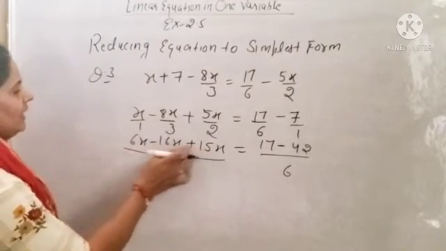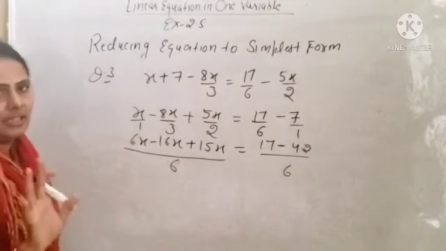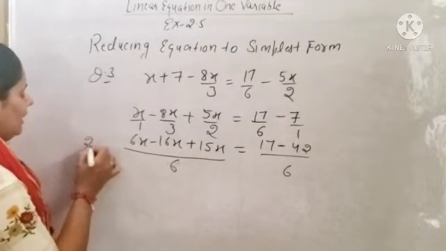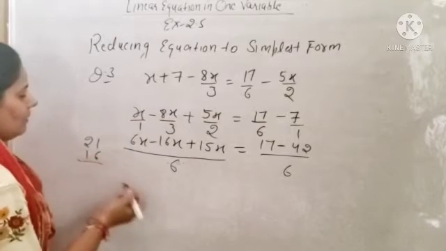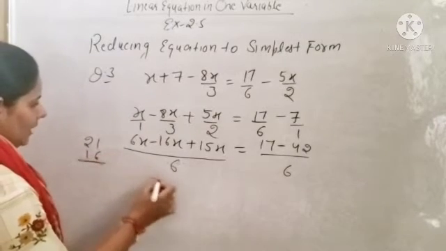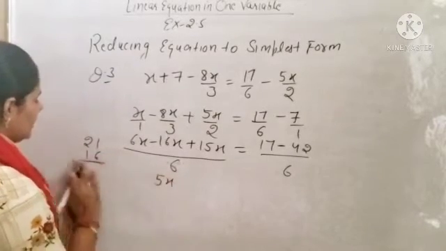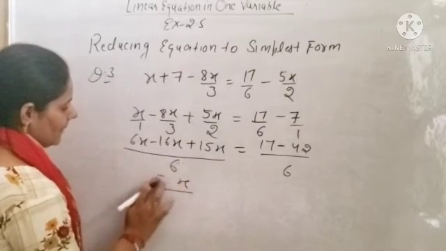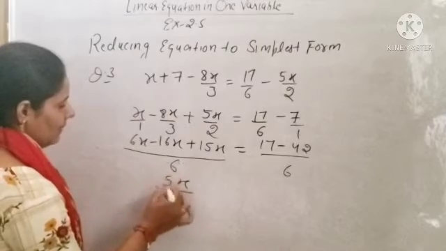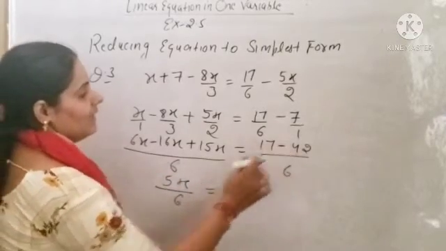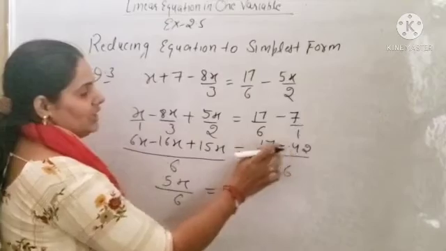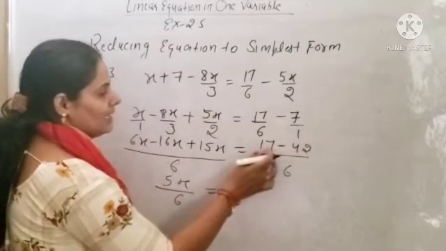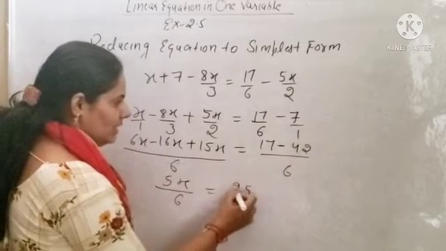Beta, you can see 15x and 6x are both in addition. So 15 plus 6 is 21, and 21 minus 16 gives you 5x. So you will get 5x upon 6 is equal to 17 minus 42. One addition and one subtraction means you will subtract the values. So 42 minus 17 is 25.